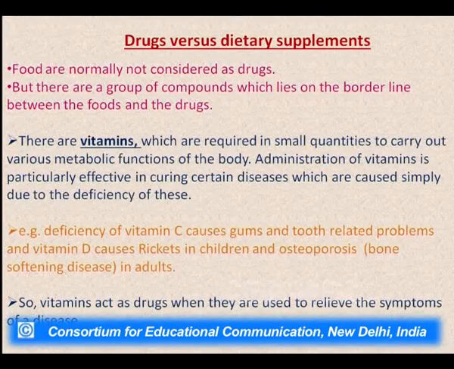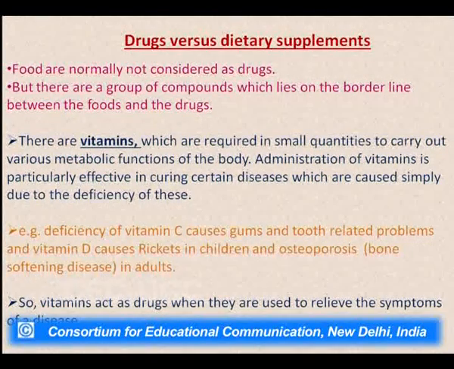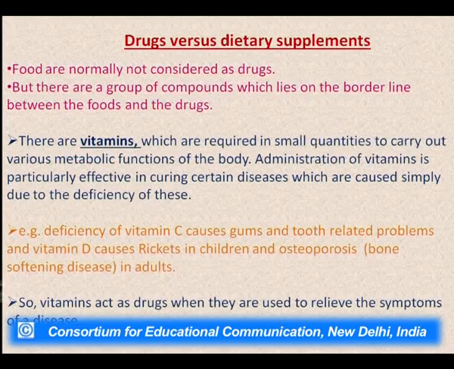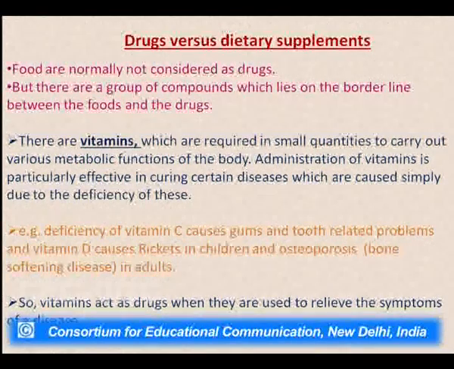How are they different? Food is normally not considered as a drug, but there is a group of compounds which lies on the borderline of the food and the drugs, and these are basically vitamins, proteins, and minerals also. So, first of all we will discuss the vitamins, which are required in small quantity to carry out various metabolic functions of the body, and administration of these vitamins is particularly effective in curing certain diseases which are caused simply due to the deficiency of these vitamins.